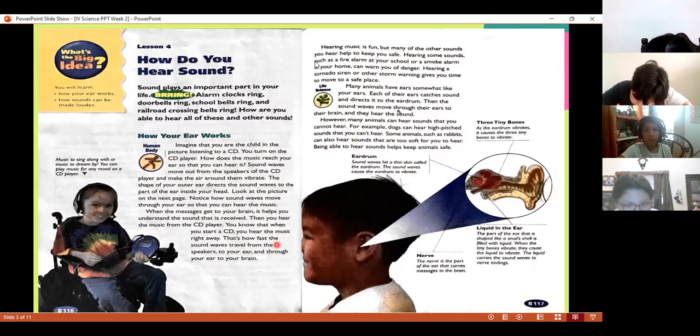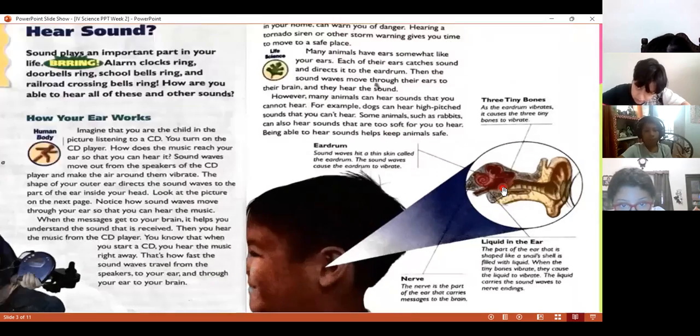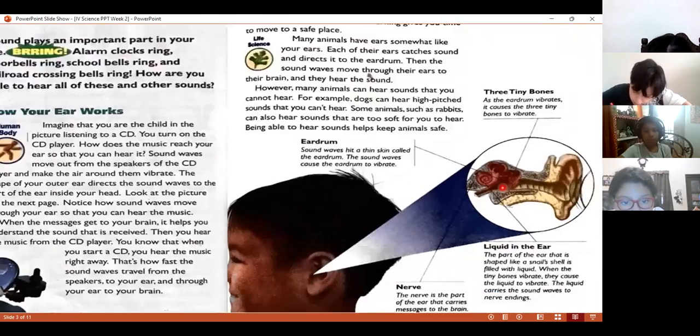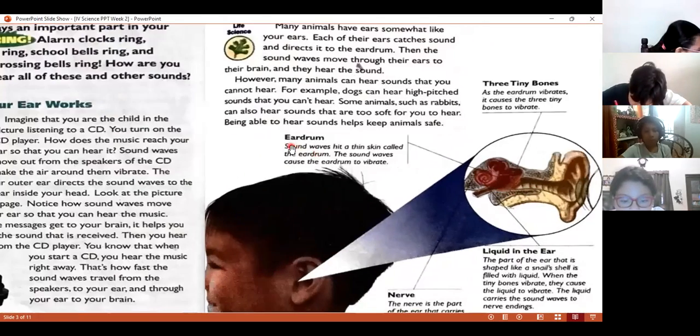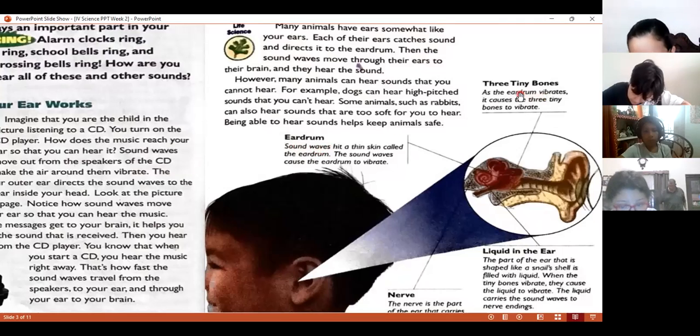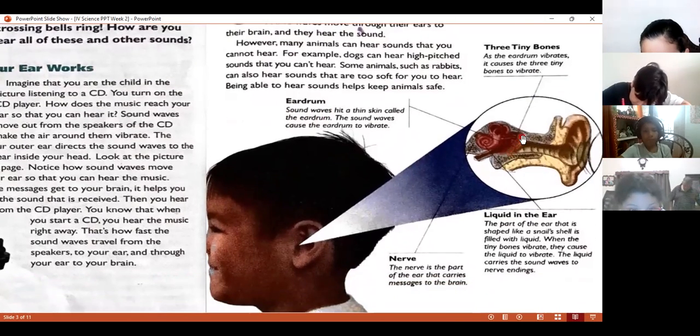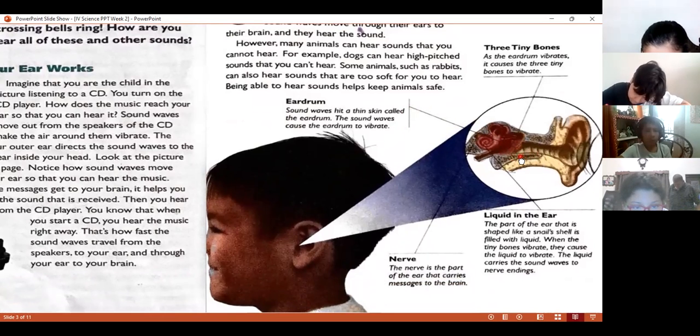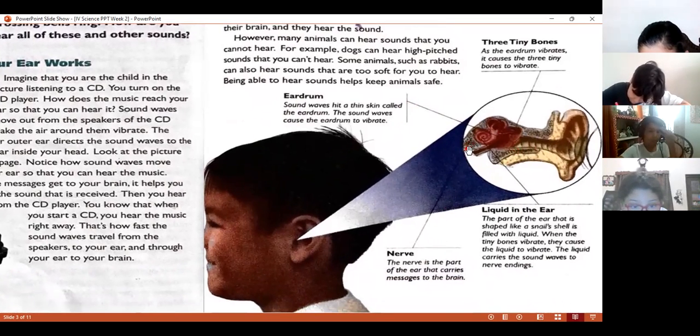Okay, now here, as you can see, we have a description of the ear of this boy, and this is how your ears look, class. Look at this. It is how it looks inside. So we have the eardrum, 3 tiny bones, the nerve, and the liquid in the ear. Here it's showing the 3 tiny bones, the eardrum, the nerve, and the liquid in the ear.